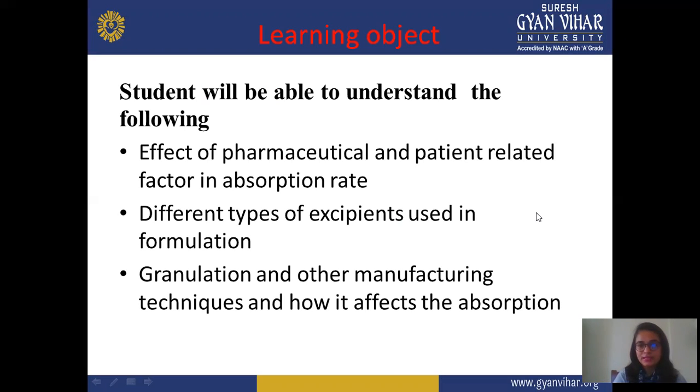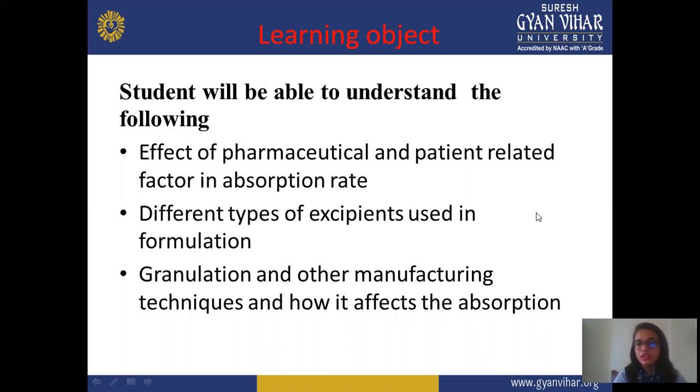Next is the different types of excipients used in formulation. A large number of excipients are used in a formulation, and the selection of excipients mainly depends on the type of formulation. Before finalizing an excipient, you should assure their compatibility, that they do not interact with each other or show incompatibility. If they are incompatible, there may be a chance of degradation or an unstable product. So before starting formulation, you should assure all pre-formulation parameters.